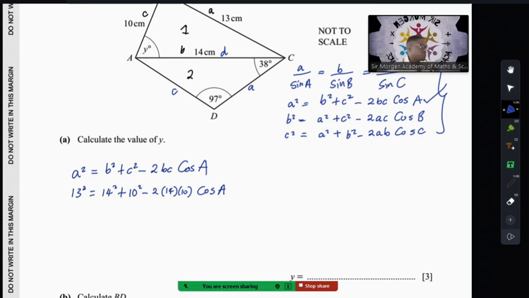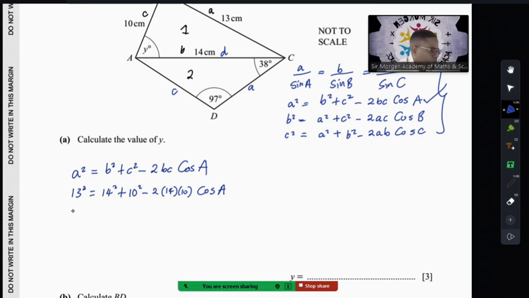Normally people make a mistake. They try to memorize these formulas, like making cos A the subject, cos B the subject, cos C the subject. What I can tell you is that you just need to know those three only, and then you can always play around after formulating an equation.